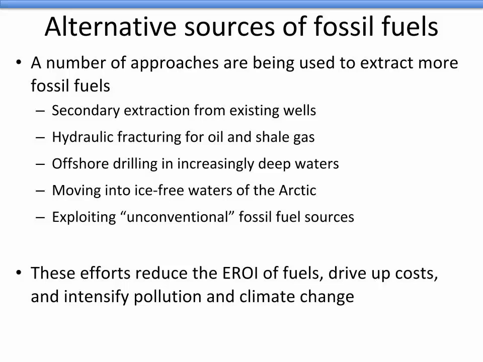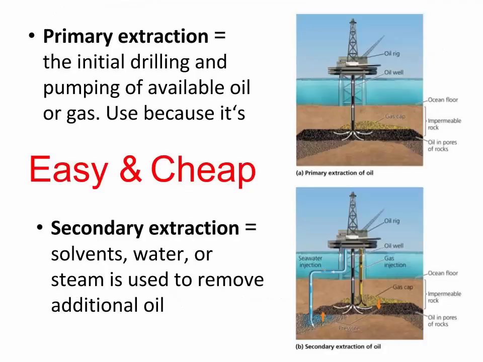Most of the oil in oil sands and oil shale will not be easy to extract. The EROI for oil shale and oil sands are therefore very low. Oil shale's EROI is 1.1 to 1 to 4 to 1, and oil sands EROI is 3 to 1 to 5 to 1. Now let us consider each of the advanced methods for extracting fossil fuels, beginning with secondary extraction from existing wells.